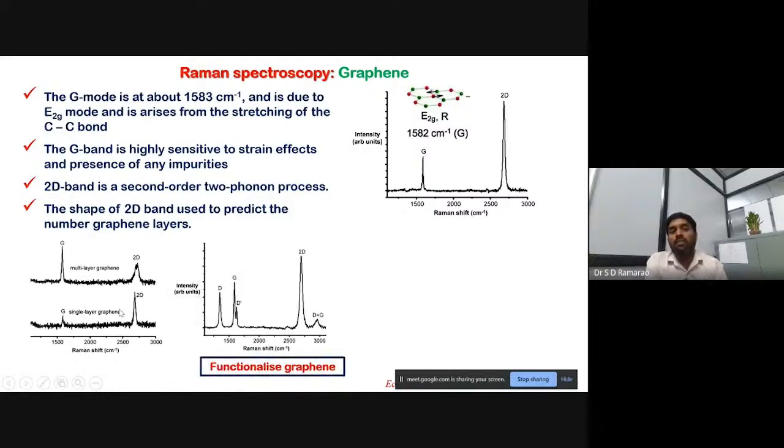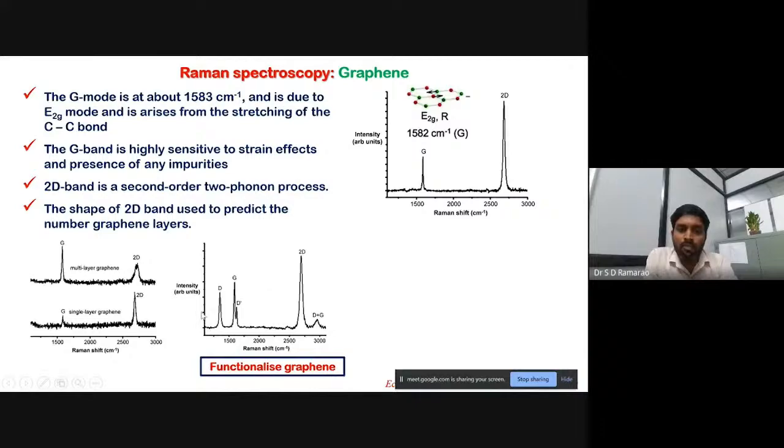Now coming to the next one, impurities. We generally will not use graphene as a pure thing from the application point of view, because it does not have a required band gap, because it's a semi-metal. So what we do is we functionalize graphene with some molecules, like nitrogen functionalization or some chlorine functionalization. We do functionalization to improve the properties of graphene, to open the band gap of graphene.